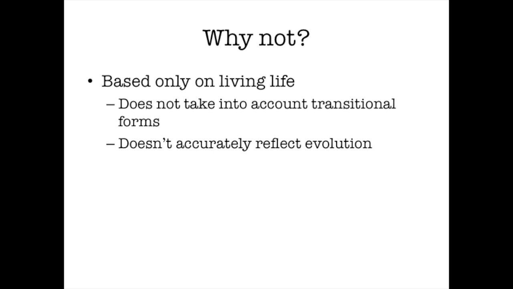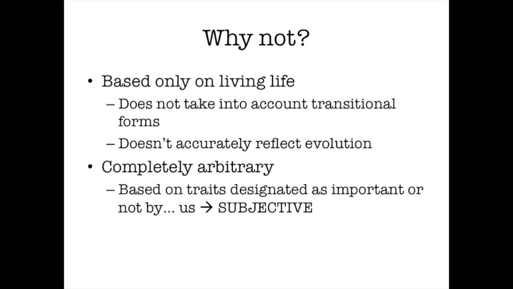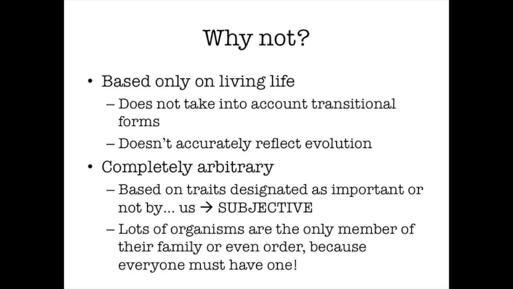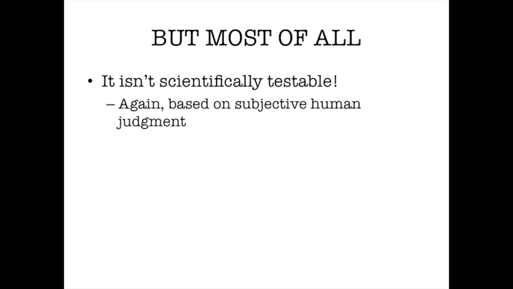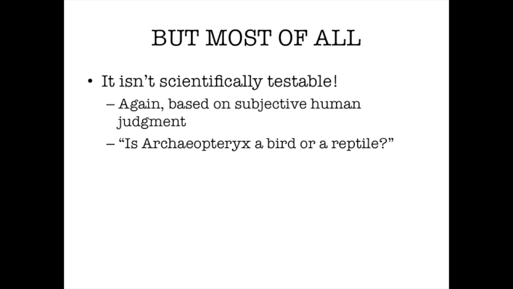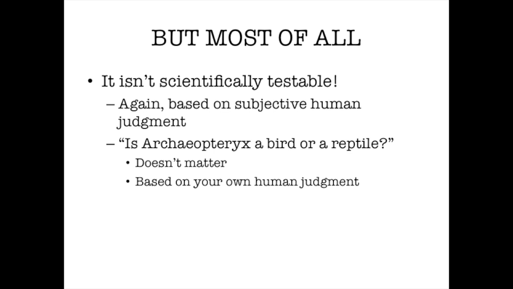It doesn't accurately reflect evolution at all. It's completely arbitrary and based on traits that we designated as important or not, and lots of organisms are the only members of their family or even order because everyone must have a family or order. But more than any of that, it's not scientifically testable. It's based on arbitrary human judgment, so for the question, is Archaeopteryx a bird or a reptile, the answer doesn't actually matter because it's based on what you think makes a bird a bird.